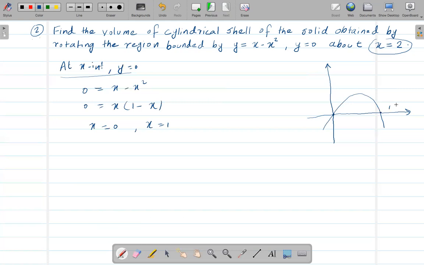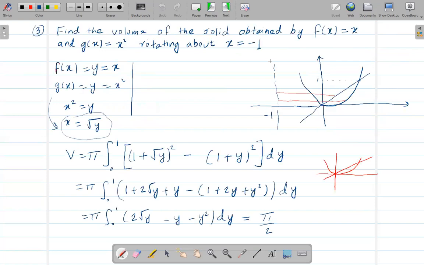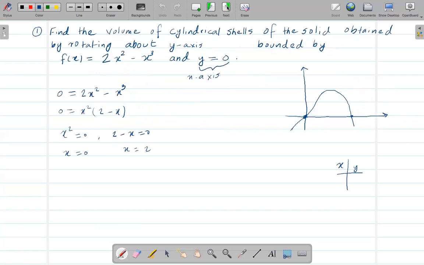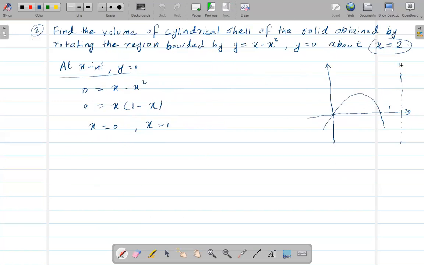Now, it's rotating about x equals 2. So that is now another vertical line. This is similar to what I did all the way back here. Before, x equals negative 1, which was on the left hand side. Now it's x equals 2, which is on the right hand side of this graph.